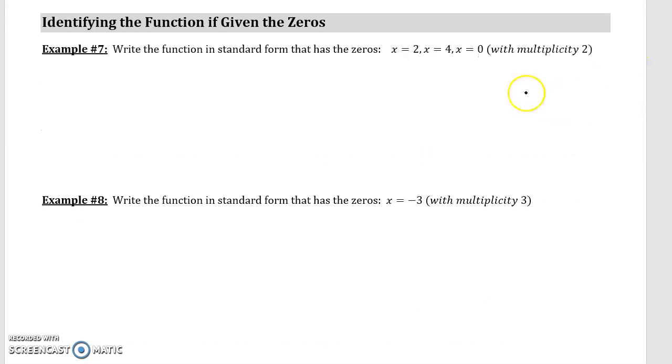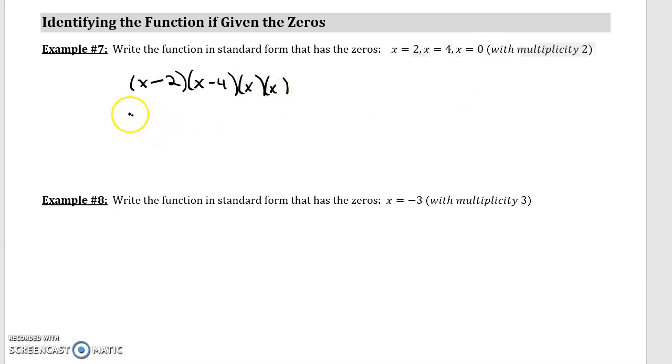Identifying the function if given the zeros. This is basically working backwards, okay? We know our answers 2, 4, and 0, remember you've got 2 of them. So take them and plug them into parentheses. x minus 2, x minus 4, x, and x. You would subtract the 2, you would subtract the 4, and you'd set those equal to 0.